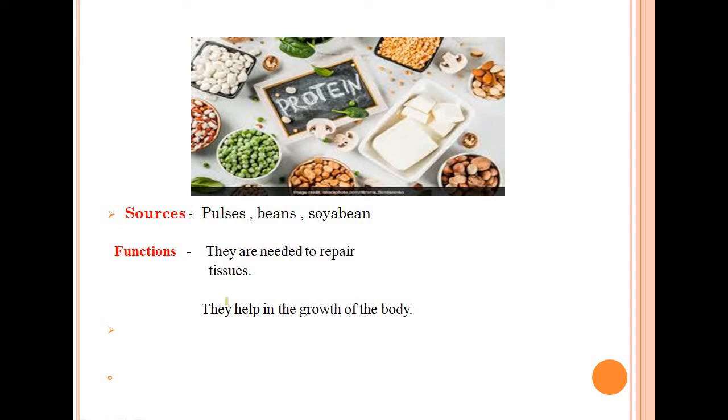Here it is written, they are needed to repair the tissues and they also help in the growth of the body. So proteins are also very much required for growing people. For growing children, protein is required very much.